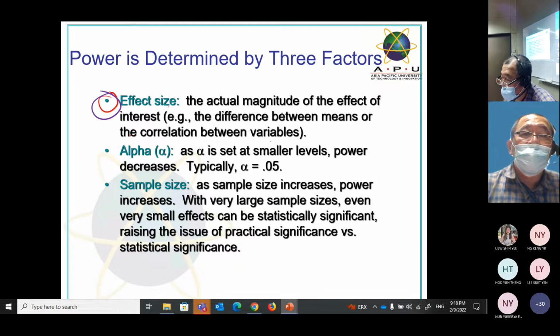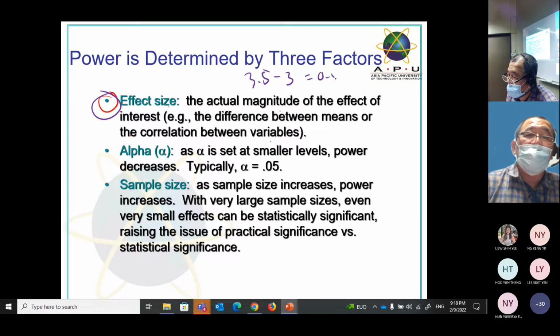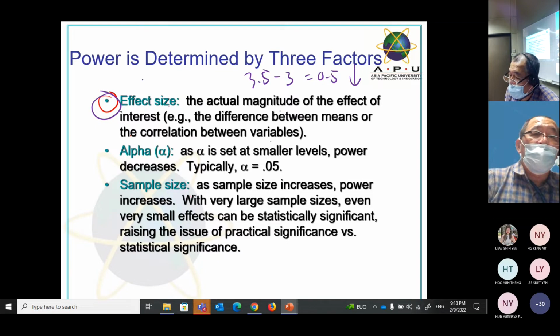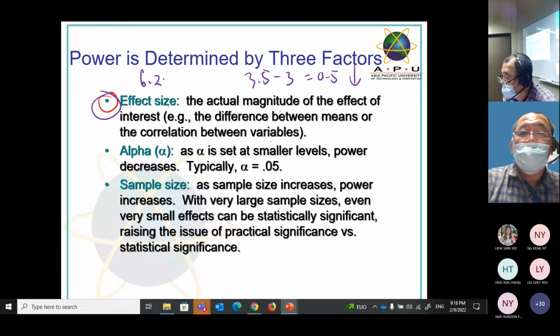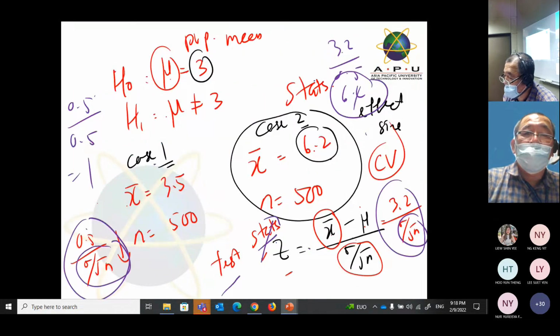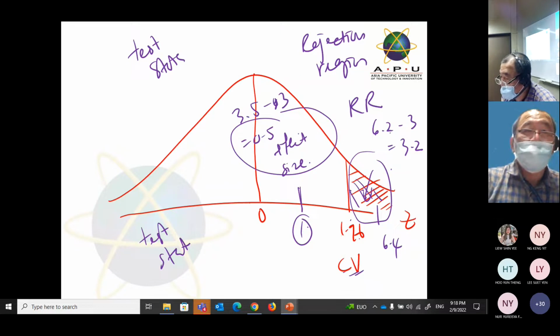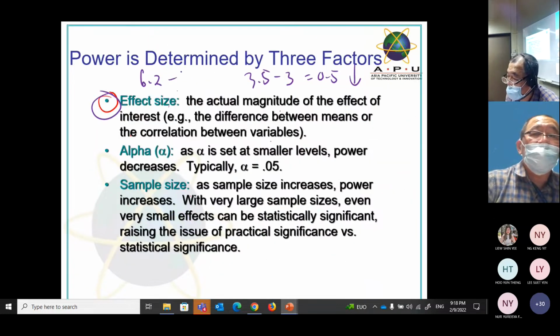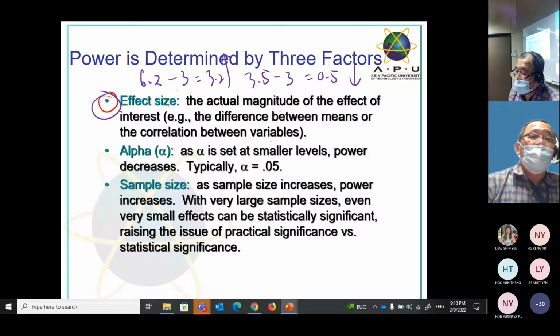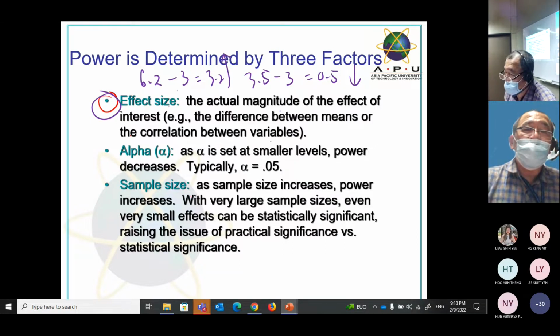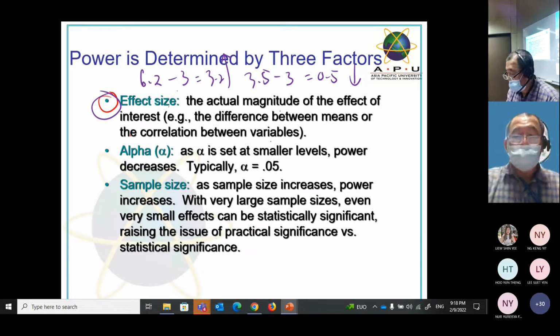Okay, so 3.5 minus 3 gets 0.5, which is small. And then 6.2 minus 3 is 3.2, which is a large value. Therefore, with a larger effect size it is easy for us to reject the null hypothesis. This is just an example.